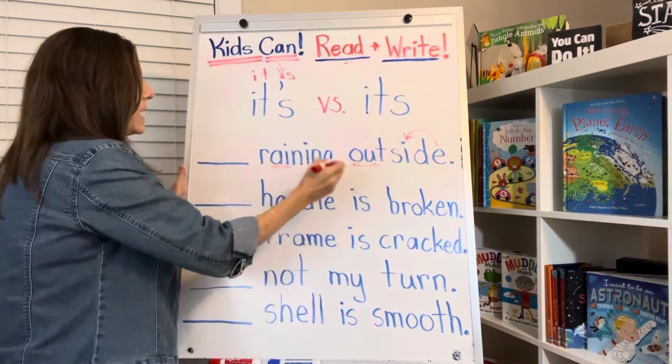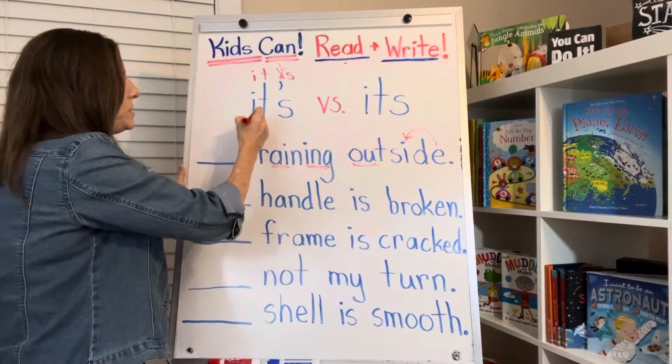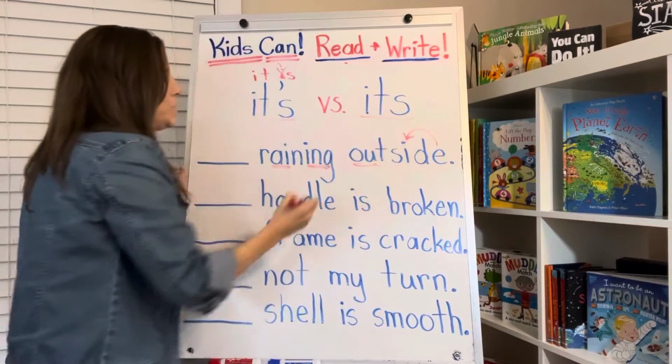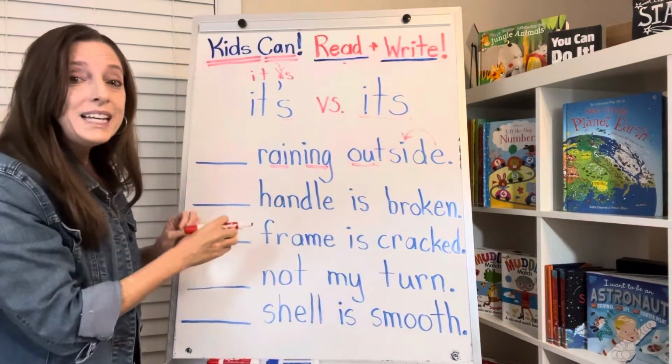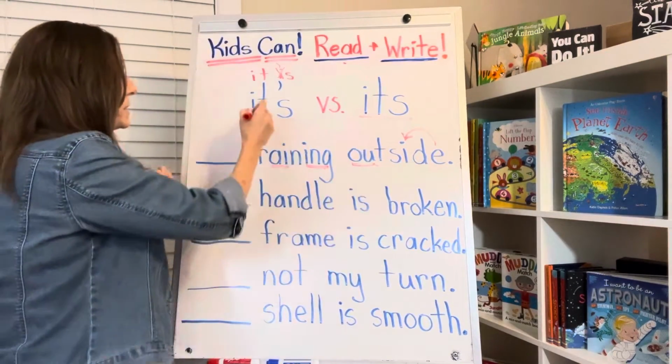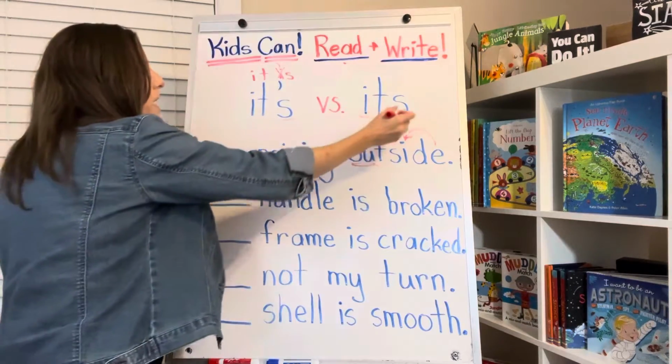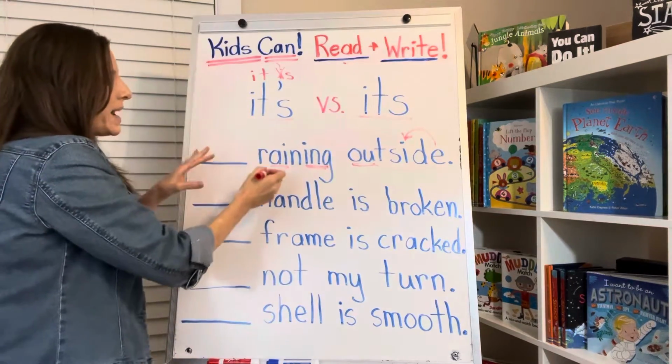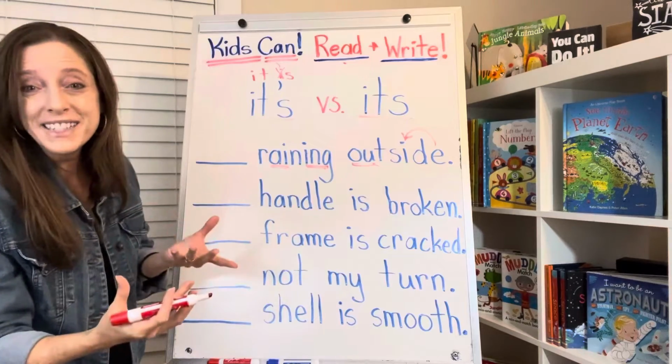Blank raining outside. Which it's would it be? They both say it's. So which one do you want? Do you want it is raining outside, the one that means it is, or does something belong to it? It's raining outside. Which one is it?